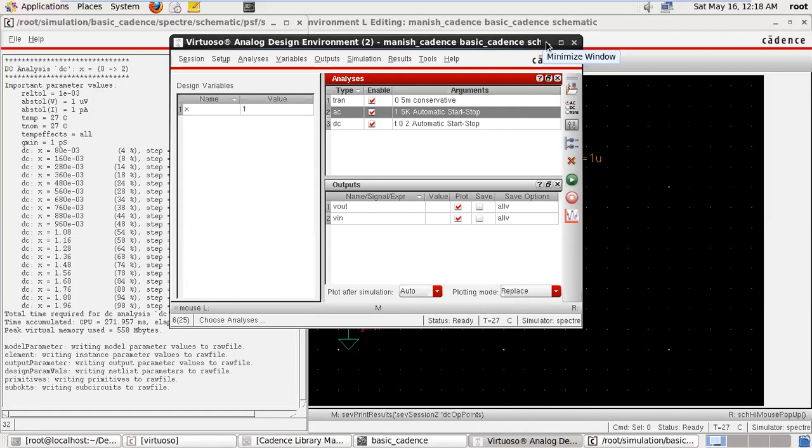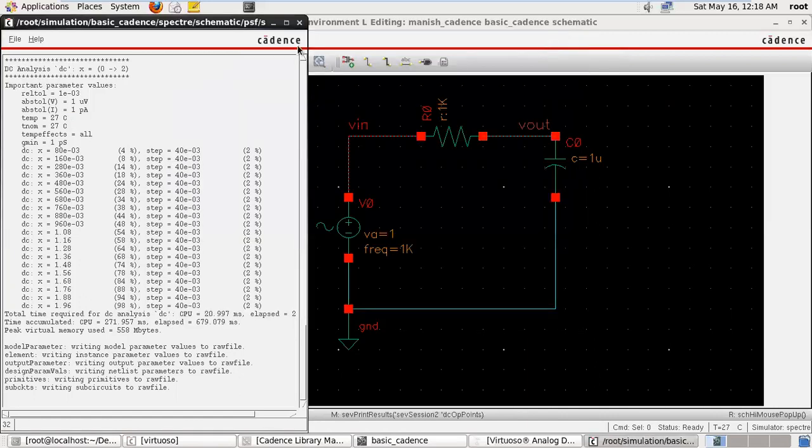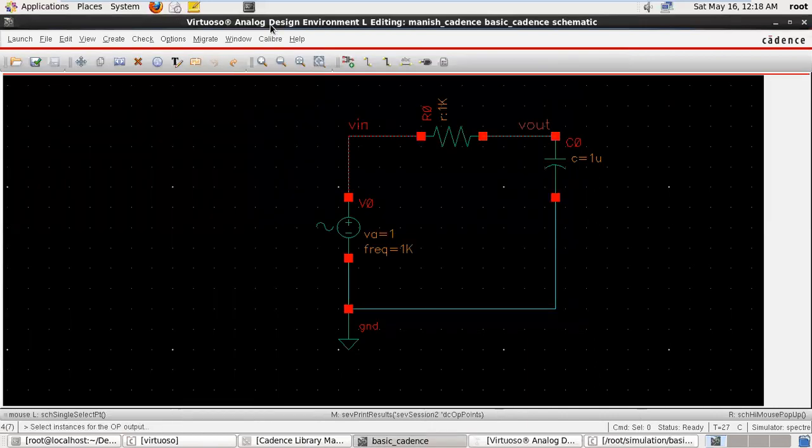In the next lecture, we will discuss the same transient, AC and DC analysis on an analog circuit, and generally we choose, for the convenience of the students, an inverter circuit.